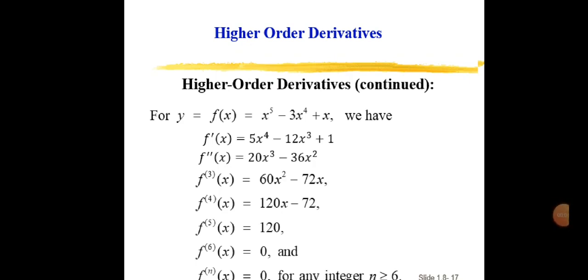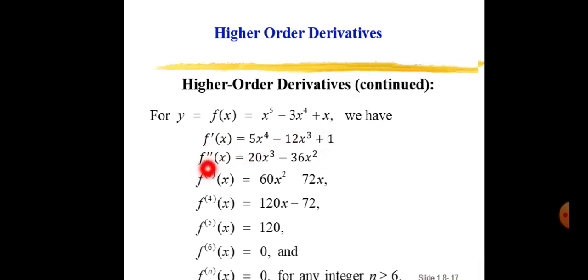Hi, and now with the higher order derivatives. If we have a function f of x, which is x to the power 5 minus 3x to the power 4 plus x, it is easy to find f prime, or the first derivative. Put the power down and subtract 1 from the power, so we have 5x to the power 4, minus, put the power down, 3 by 4 equals 12, subtract 1 from the power, so we have x to the power 3, and the derivative of x is 1. This is the first derivative, f prime.